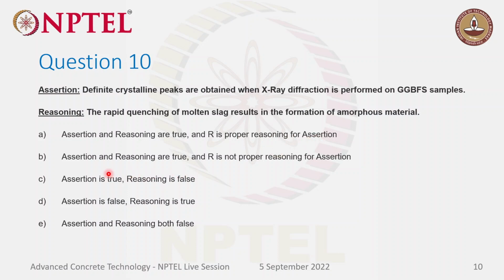Coming to option B, both assertion and reasoning are true, but the reasoning is not properly explaining the assertion. Option C says assertion is true but reasoning is false. Option D says assertion is false but reasoning is true. And the fifth option says assertion and reasoning both are false. Please go through the statements clearly before giving the answer.